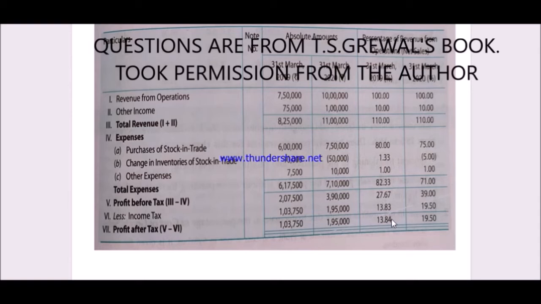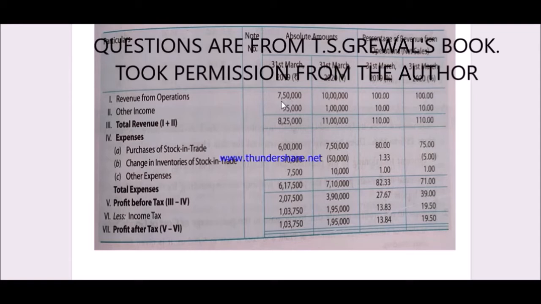Now just see in this column, apart from this 100%, for all the percentages we have calculated, we have taken 7,50,000 as the common denominator. As 7,50,000 is a common denominator and all of these figures are shown as a percentage of this 7,50,000, therefore we call this the common size statement of profit and loss.